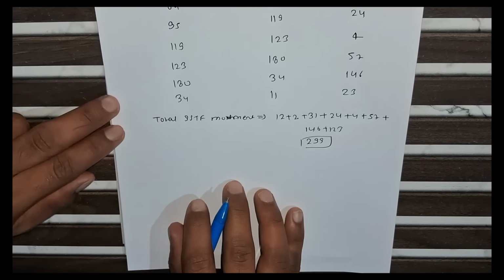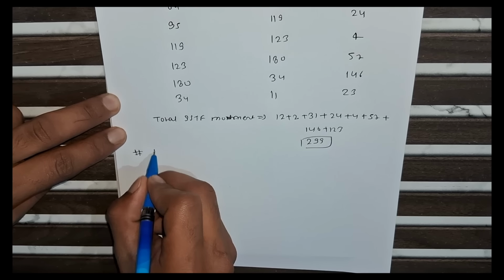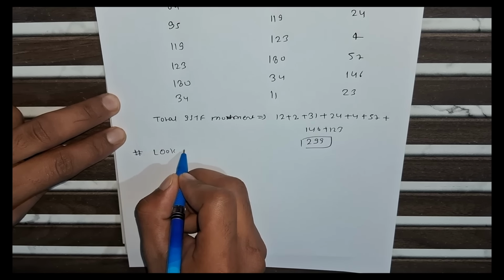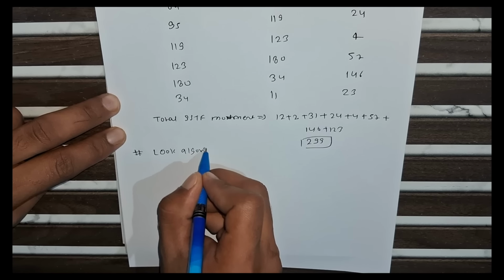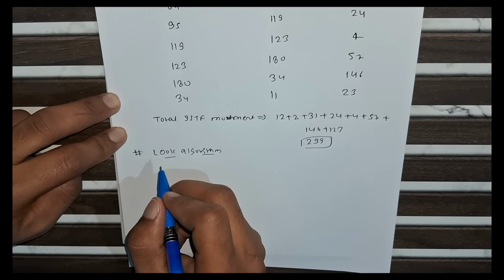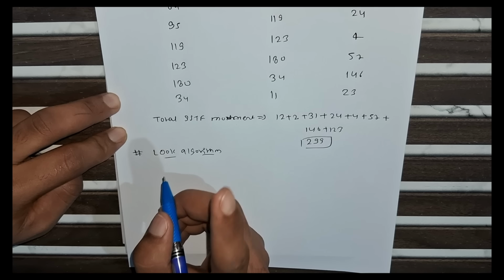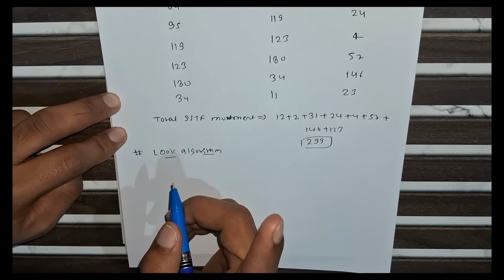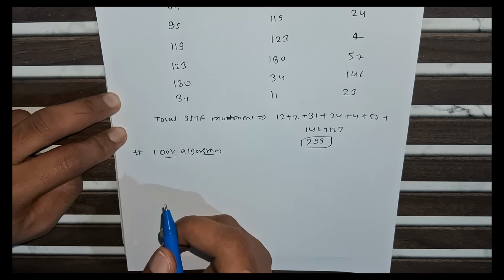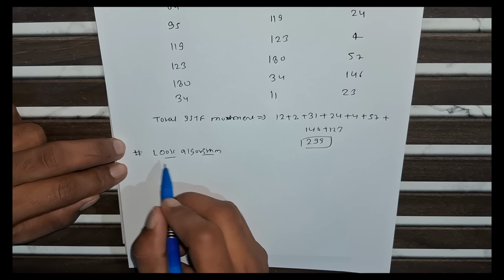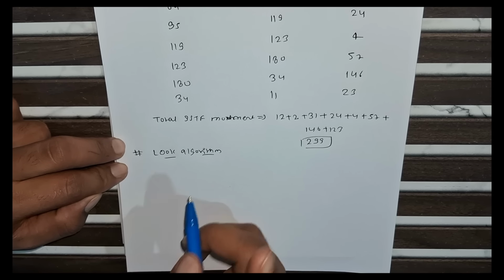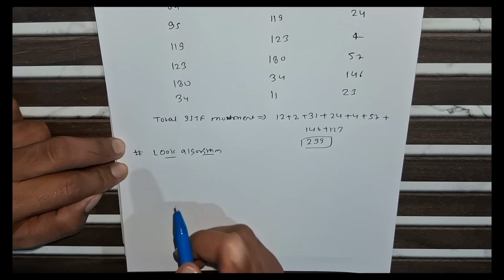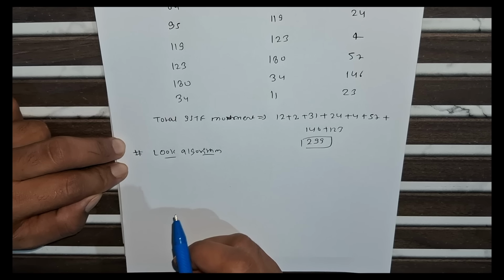So our third part is the LOOK algorithm. What happens in the LOOK algorithm? It means move in one direction. First assume towards the high track. Go only till the last request, then reverse.